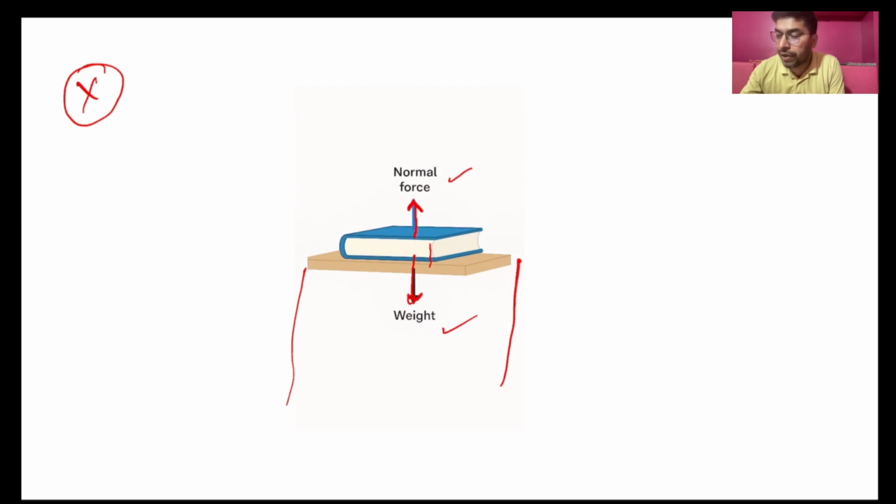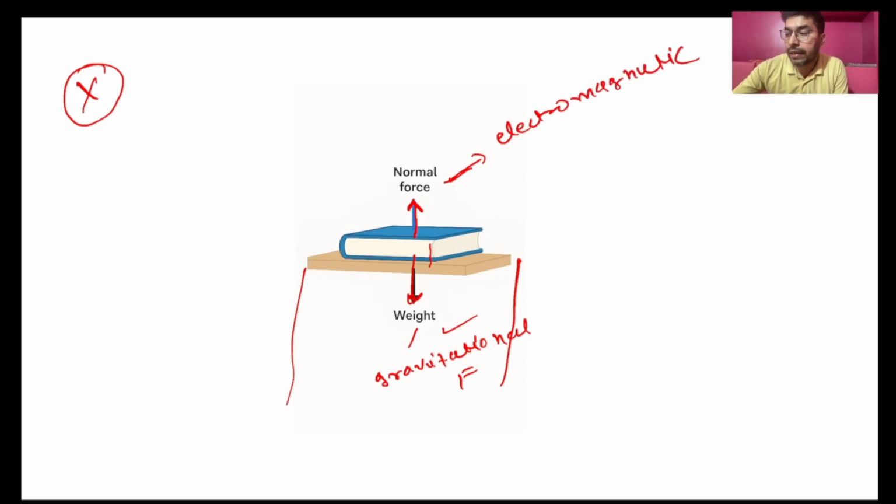Why? Because see, weight is what? Gravitational force. Weight is gravitational force, and normal reaction is what? Electromagnetic force. It can never be an action reaction pair because the nature of both forces is different. That is the first reason we can say both cannot be an action reaction pair. The second, what can we say? Weight is also applying on the book and normal reaction is also on the book. So here both forces are on the book only. Then also we cannot say these two are an action reaction pair, right?